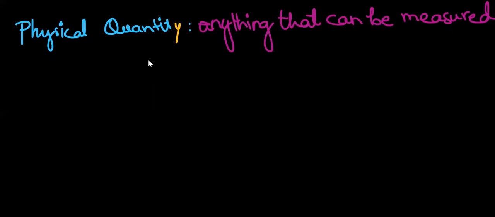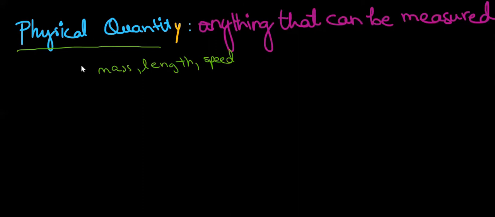So now let's move on to the first concept that we need to understand. That is the concept of a physical quantity. A physical quantity is anything that you can measure, and that means literally anything, like mass, length, speed, time. You can measure all of these things, and therefore all of these things are called physical quantities.